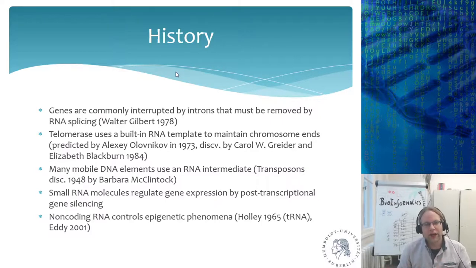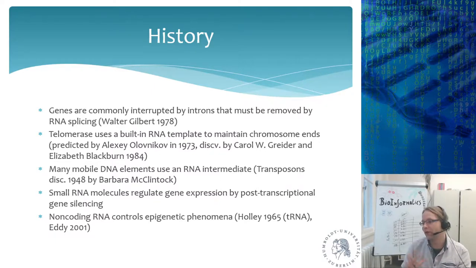So in 1978, there was the discovery that genes are commonly interrupted by introns that must be removed by RNA splicing. Here, when we're talking about the dogma, where you have DNA, RNA, this falls into the RNA level, where people figured out that a long RNA molecule has exons, which are coding for protein, and introns, which have a regulatory function but do not code for protein, so they have to be removed. And the process for this removal was discovered by Walter Gilbert, and this is called RNA splicing.